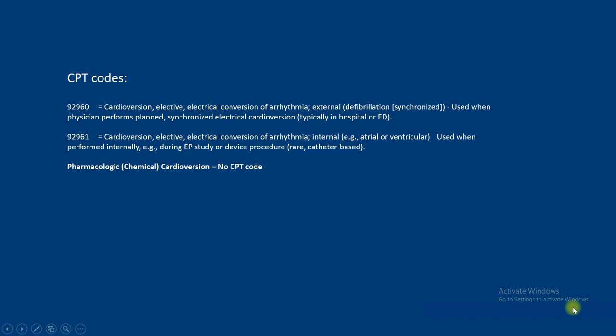What is 92960? Cardioversion, elective, electrical conversion of arrhythmia, external, with synchronized defibrillation. The name itself indicates this is an elective procedure, not an emergent procedure. In this procedure, electrical shocks are used to convert the patient's abnormal rhythm to normal. In 92960, defibrillation is also performed using a defibrillator. Most of the time you will see 92960 in the hospital or in the emergency department.